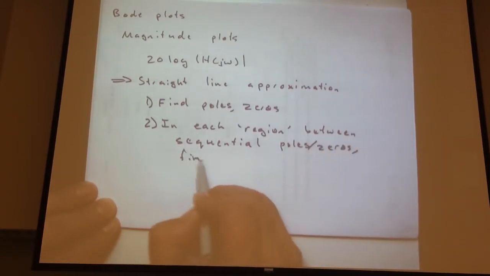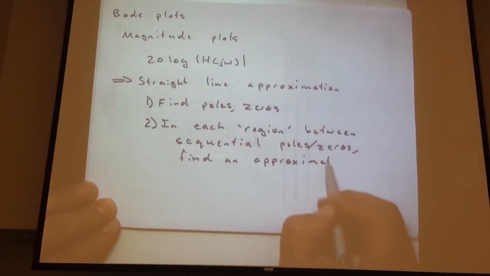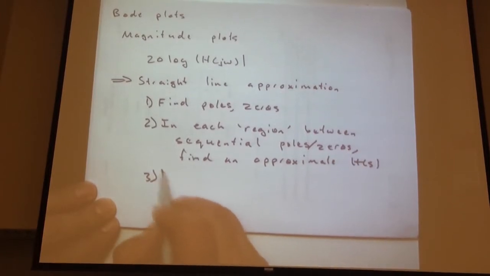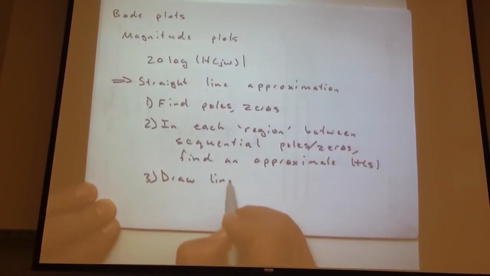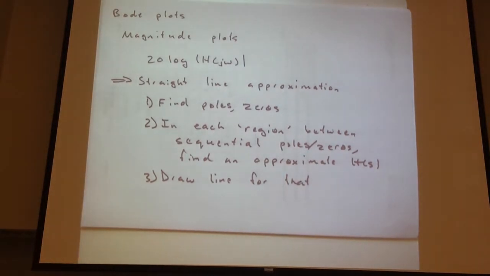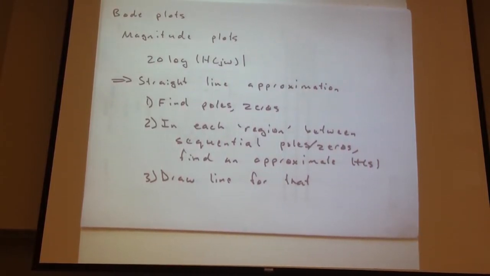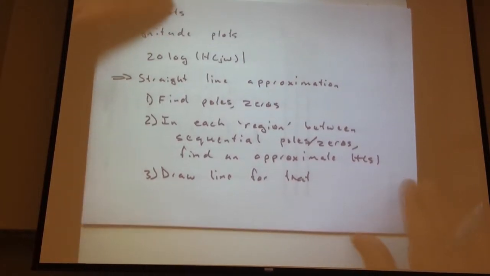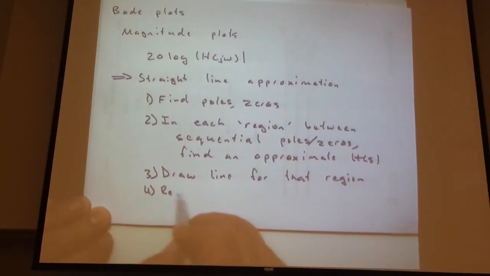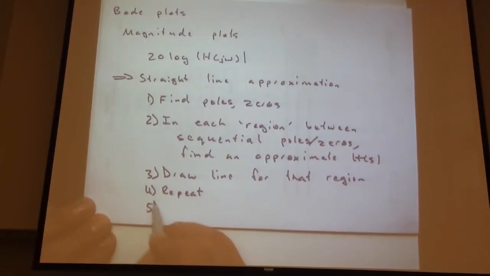Find an approximate transfer function, H of s. Draw the line for that region, whatever it is. If it's a constant, it's horizontal. If it's a 1 over s to the n, it has a falling slope of s to the n. Or if it's an s to the n, it has a rising slope of s to the n. Or change the slope, I should say. For that region, continue, repeat. And then we could add our little comments there at the end. Add corrections at the poles and zeros.